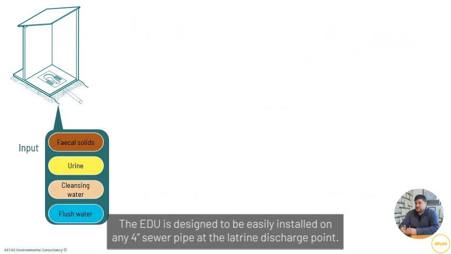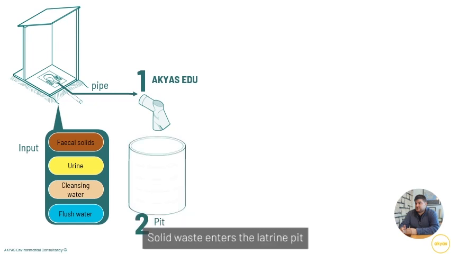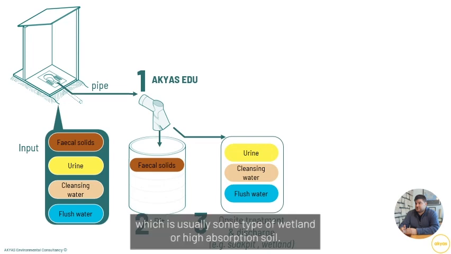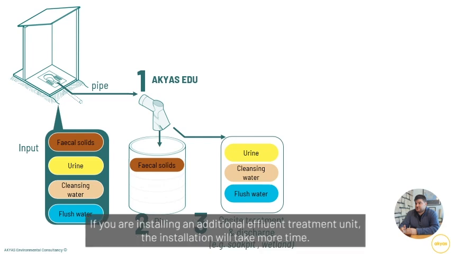The EDU is designed to be easily installed on any foreign sewer pipe at the latrine discharge point. It is located in the pit latrine, and it has two outlets. Solid waste enters the pit latrine and liquid waste is sent to the discharge area, which is usually some type of wetland or high absorption soil. If you are installing only the EDU, the installation would take only 5 minutes. But if you are installing an additional effluent treatment unit, the installation will take more time.